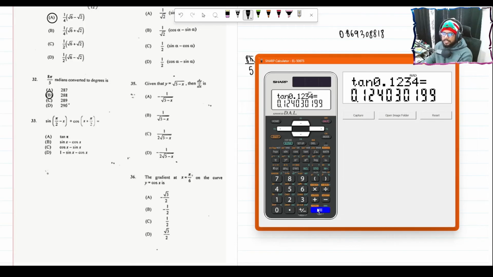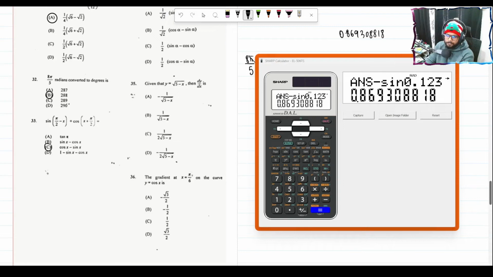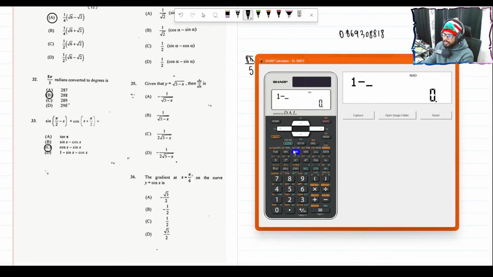What is tan of x? No. Sin x take away cos x: sine 0.1234 equals, take away cosine 0.1234 equals, no. Cos x minus sin x: cos 0.1234 equals, take away sine 0.1234 equals, this looking like it. I could just entertain the last one. 1 take away sine 0.1234, take away cosine 0.1234.